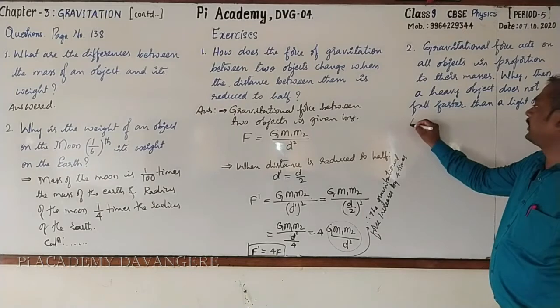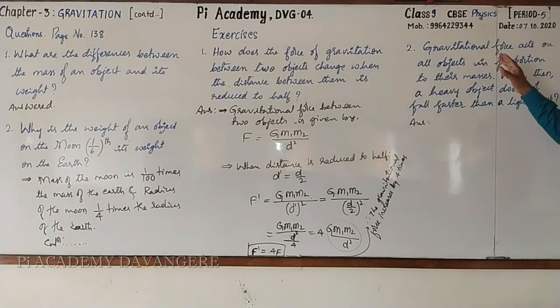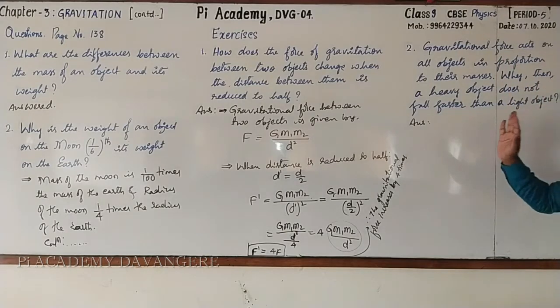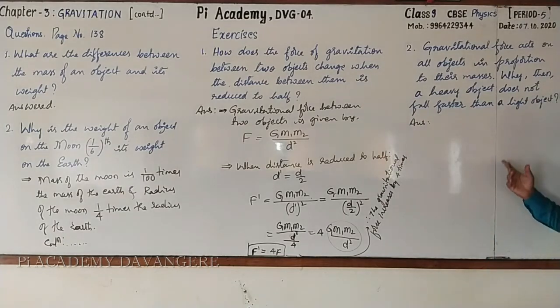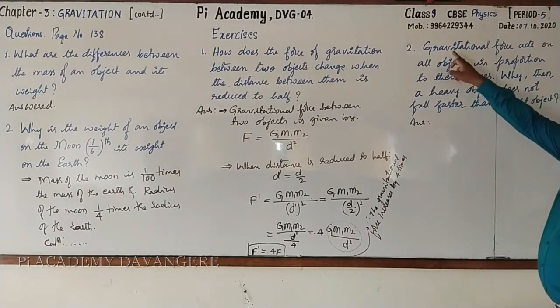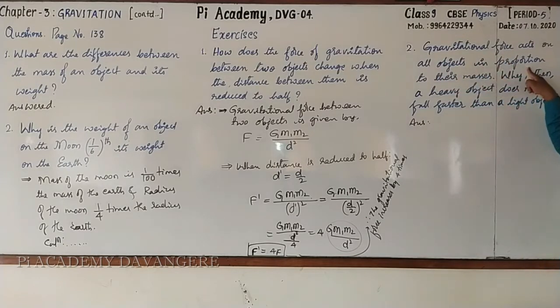Now let's go for answering the next question. Second one is like this. Please go through this. Don't go for copying anything. After completing my explanation, you can write the answer for this question. Gravitational force acts on all objects in proportion to their masses. Why then does a heavy object not fall faster than a light object?